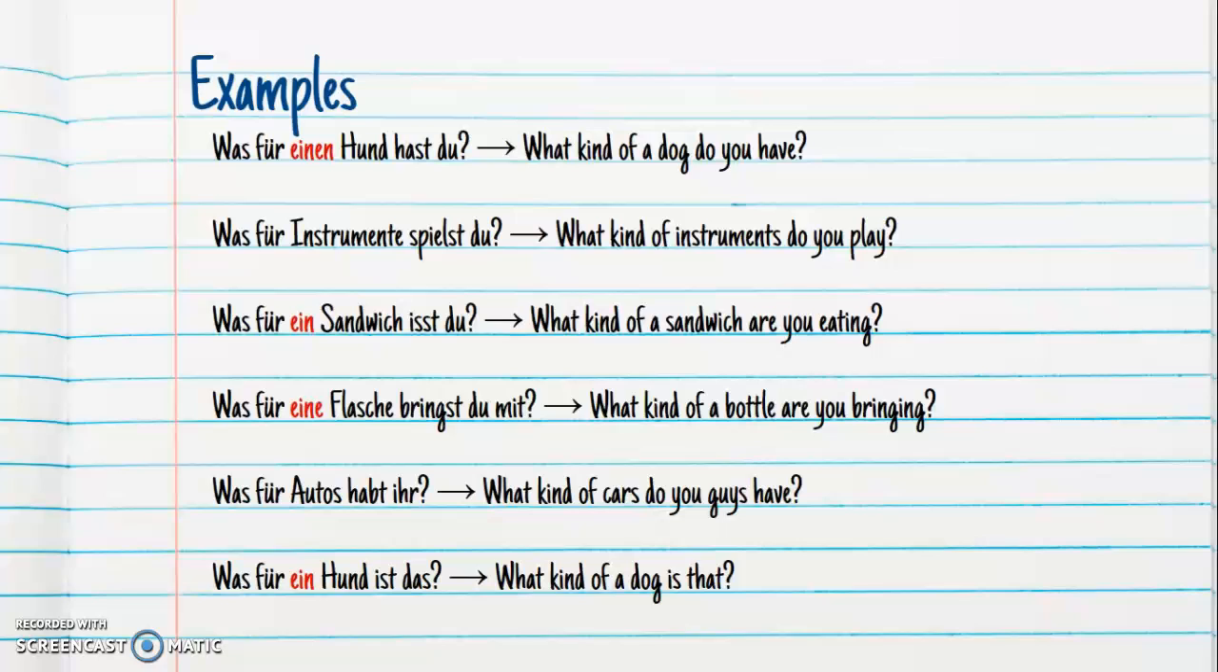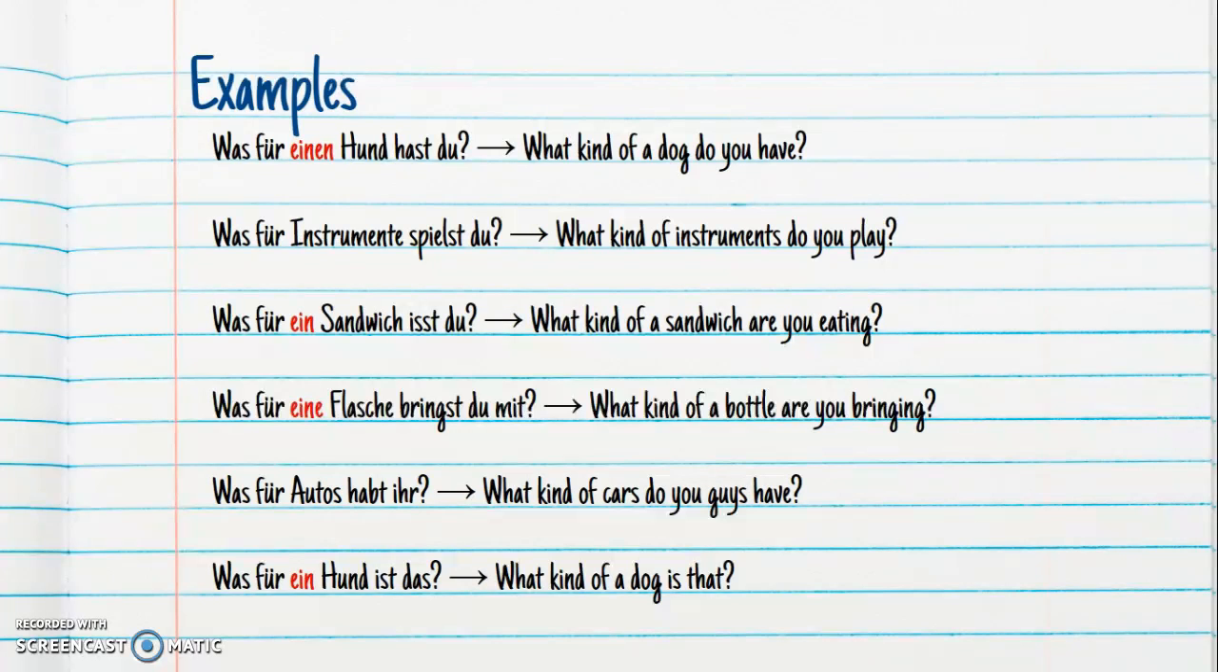In the next example, we have, was für Instrumente spielst du? What kind of instruments do you play? It is plural, so we don't need ein or eine, etc. Third one, was für ein Sandwich isst du? What kind of a sandwich are you eating? Ein is neuter accusative here. Verb is isst. Du is the subject. What are you eating? Sandwich, so it's accusative. But we should know that the neuter accusative does not change from the original form.